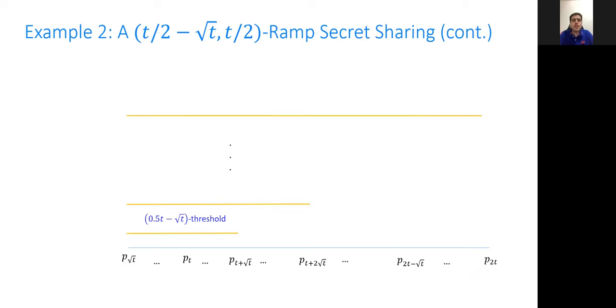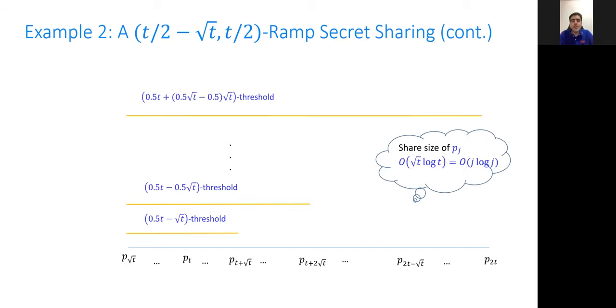And now in each segment, we share the secret by a threshold secret sharing, such that the threshold is increased by square root of T over two from segment to segment, since we add square root of T parties. So since we have square root of T segments, and in each segment we run Shamir's scheme, the share size for each party is square root of T log T, and since the smallest index is square root of T, we get share size J log J. And since we have a factor of log J from the previous slide, we get share size J log squared J when the gap is square root of T.